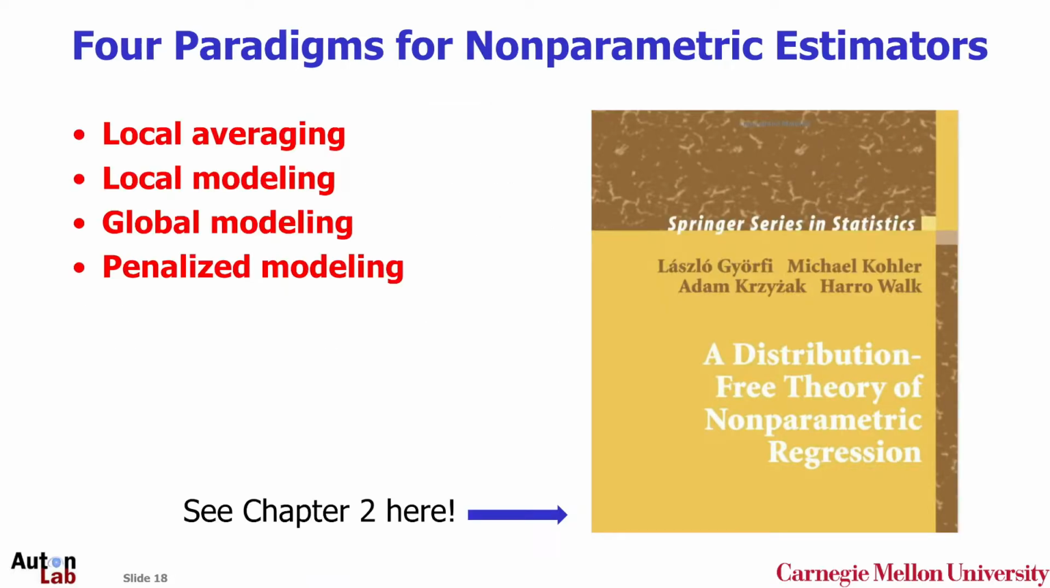We will discuss 4 different ways to create nonparametric regression methods. They are called local averaging, local modeling, global modeling, and penalized modeling. A nice summary about them can be found in chapter 2 of this really great book called A Distribution-Free Theory of Nonparametric Regression. Let's start with discussing local averaging regression methods.